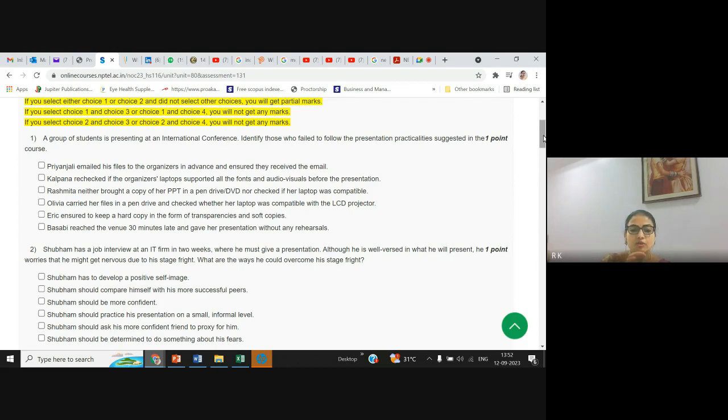Yes. He should also practice his presentation on a small informal level. Yes. With his peers. That's what I told you, the second method, best practice. Peer group is much better. And Shubham should ask his more confident friend to proxy for him, which is very wrong. Okay. So except for that one, the remaining all need to be made correct. Shubham should be determined to do something about his fears. Yes. We can have n number of rehearsals and then he can go to the stage for the final presentation.